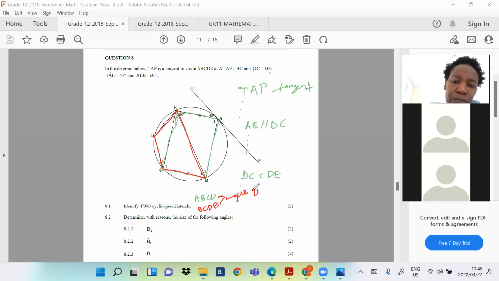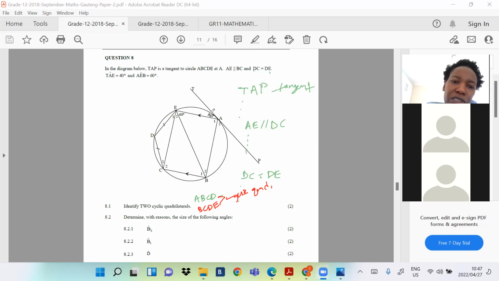Next question. Determine with reasons the size of the following angles: B2, B1, D. You see the max is 2 marks. That means you're not supposed to be scratching your head for 15 minutes, right? So B2, they want B2. A trick here: look at the angles that you are already given. Can you see you are already given 60 degrees, you are already given 40 degrees.